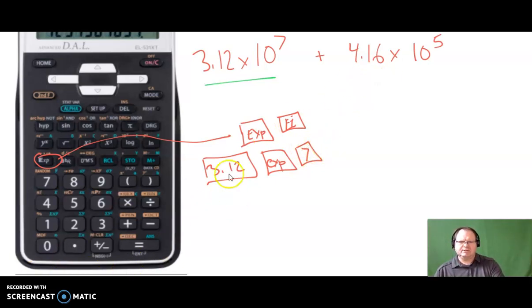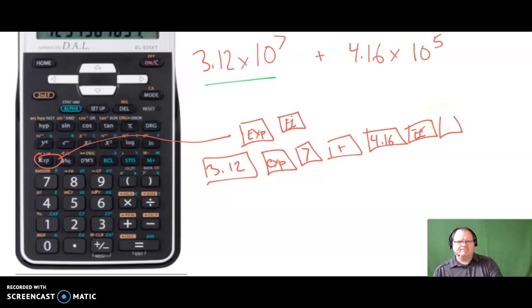And now you can also put in the plus 4.16 EXP or EE. I'm going to write in EE 5. And then that's going to equal 316,16000. Your calculator could put that into scientific notation. More on that in a moment.